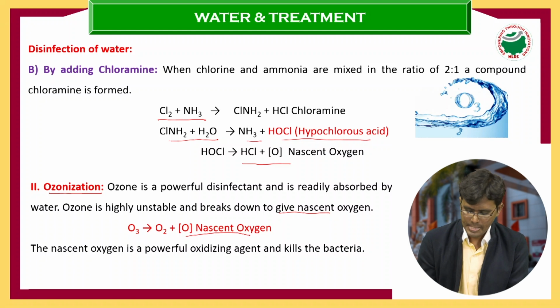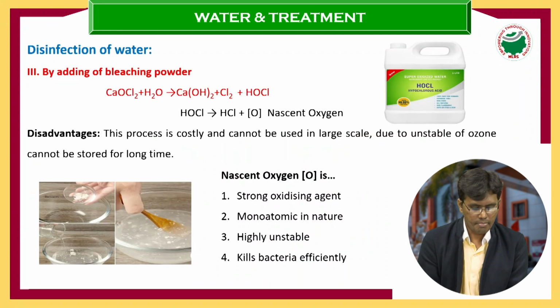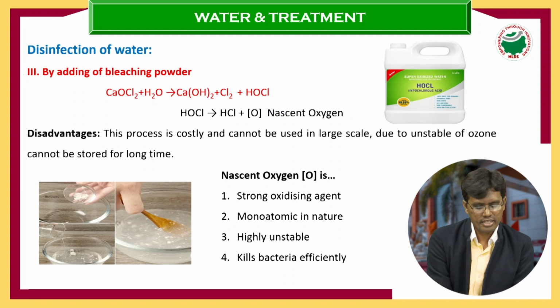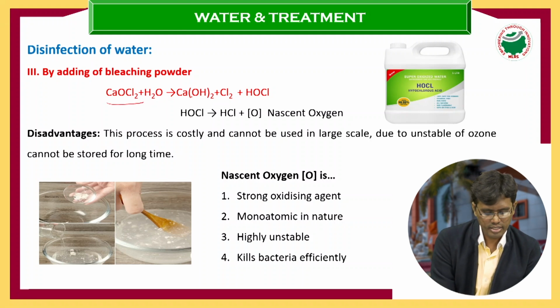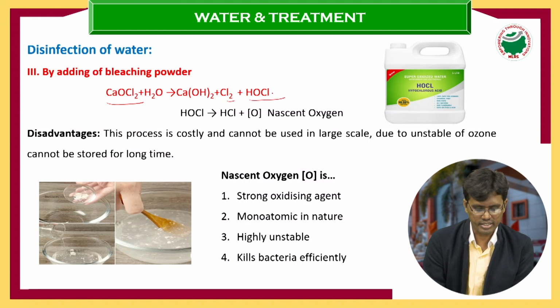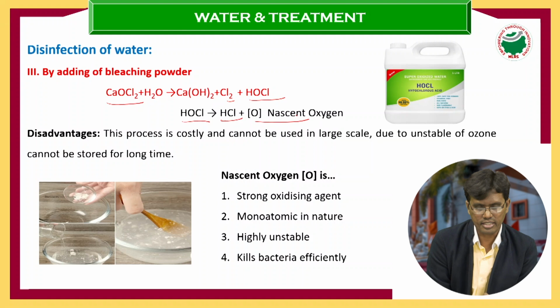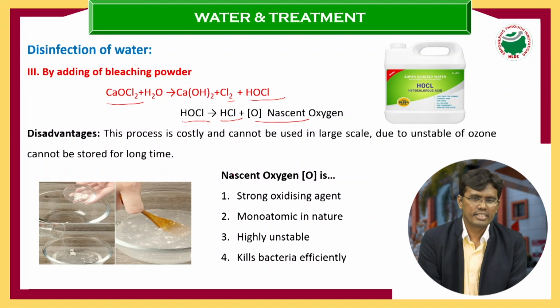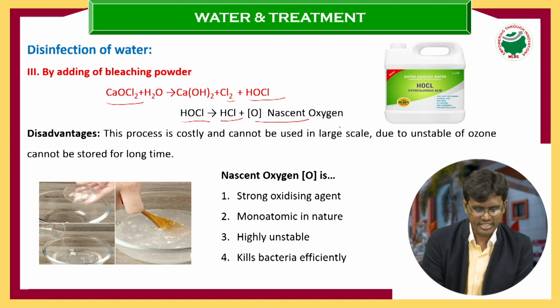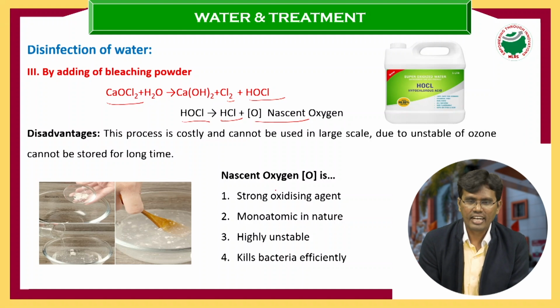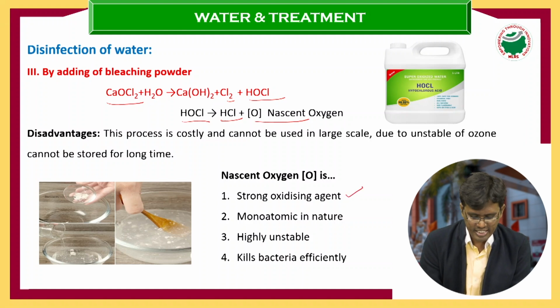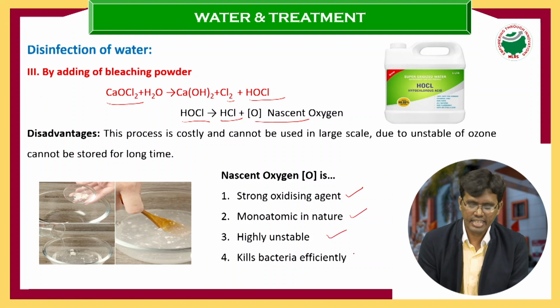And finally, by adding bleaching powder. Bleaching powder reacts with water, calcium hydroxide forms, and chlorine and hypochlorous acid are released. Hypochlorous acid splits into HCl and nascent oxygen. Nascent oxygen, a strong oxidizing agent, monoatomic in nature and highly unstable, kills bacteria effectively.